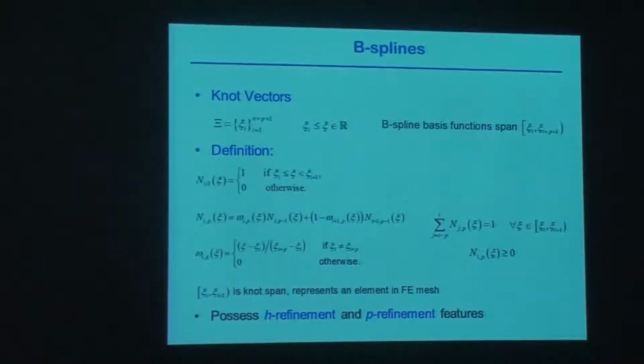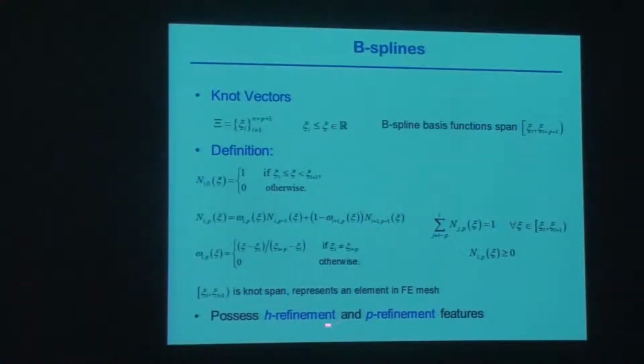So let me give you a quick overview of what B-splines are. This is a knot vector space. Knot vectors provide a parametric space for B-splines. Xi is a knot vector. These are real numbers, and the distance between two knots in this knot vector space is the same as a typical element in a finite element calculation, if you want to look at it from that perspective. Here, n is the number of bases and p is the order of the polynomial. The zeroth order B-splines are shown here, and if p is greater than 1, then the generic expression for B-splines is here, and the corresponding weights are here.